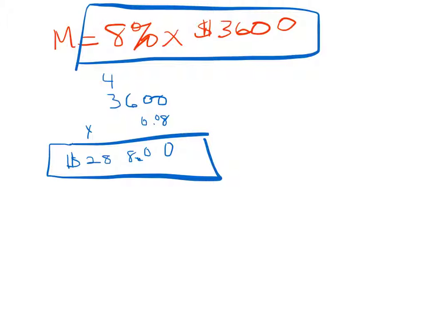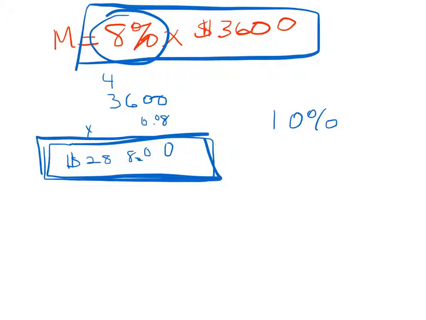Now, does that make sense? Well, 8% is close to 10%. 10% of 3,600 is 360. So I'm a little less than 360, and 288 is a little less than 360. So that seems to make sense there.